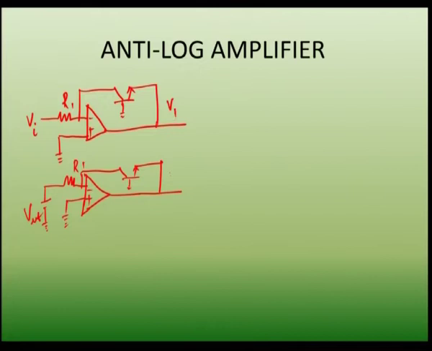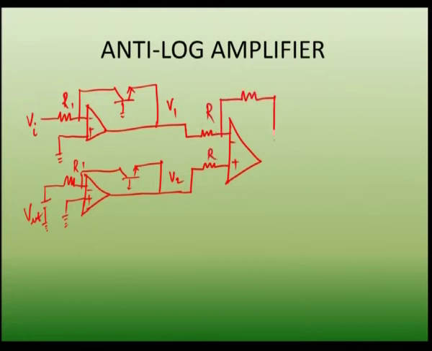So, take this as V1 and this as V2, and now these two voltages are given to a differential amplifier circuit. Keep these resistances all having the same value of R. So, this is a differential amplifier circuit, and finally a non-inverting amplifier.